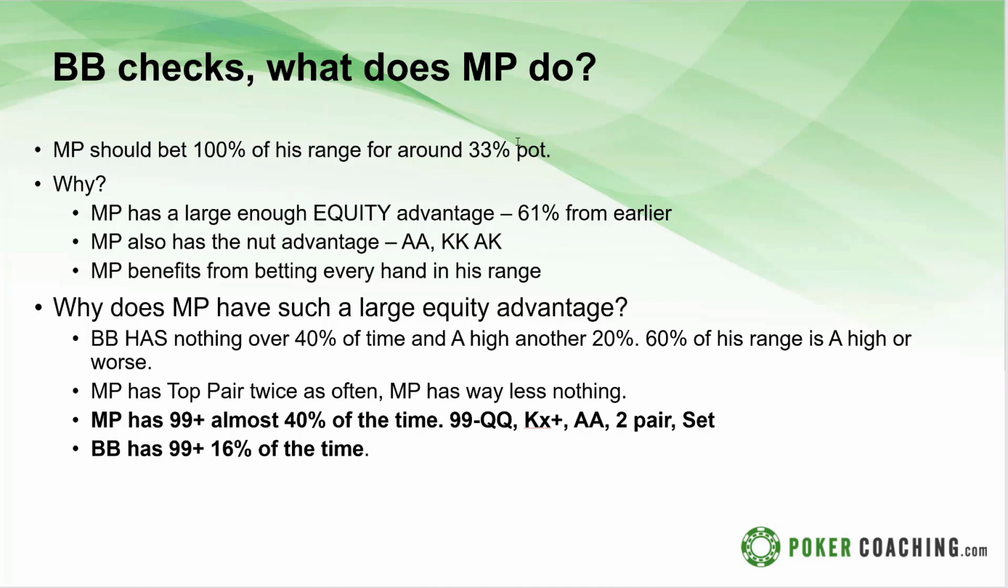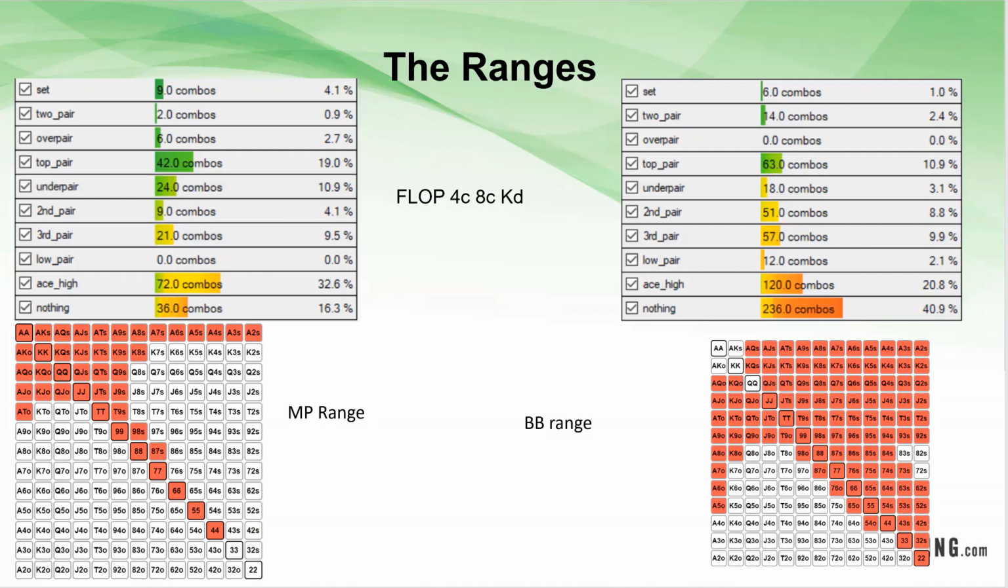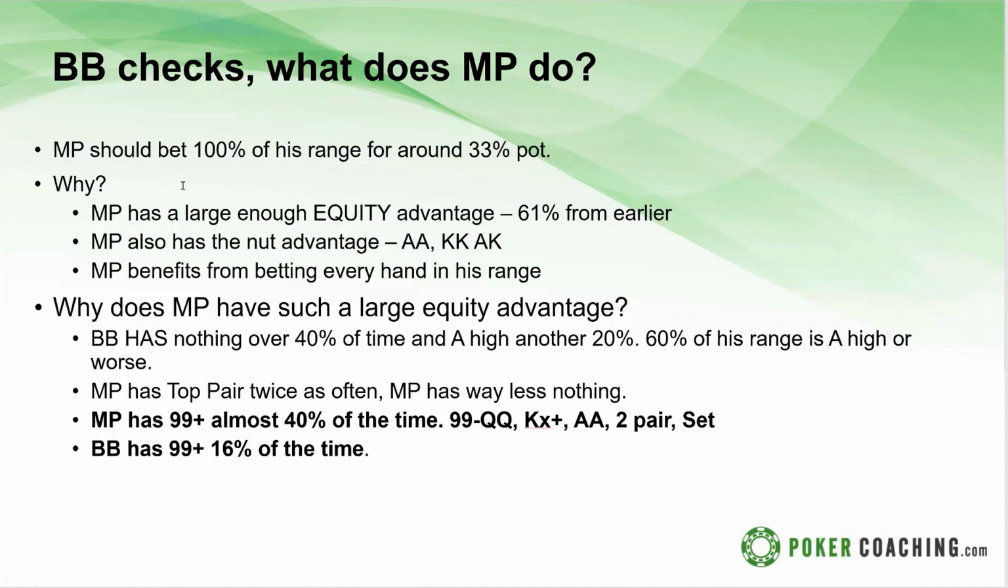So if you were to use a solver, PioSolver, where I ran this, that's going to be the solution. But once you learn to recognize these range compositions, you'll learn why. It's going to be pretty obvious when I point out a few things. These are specific properties, and this is what you want to look at for when you choose to c-bet and when you don't choose to c-bet. First, equity advantage.